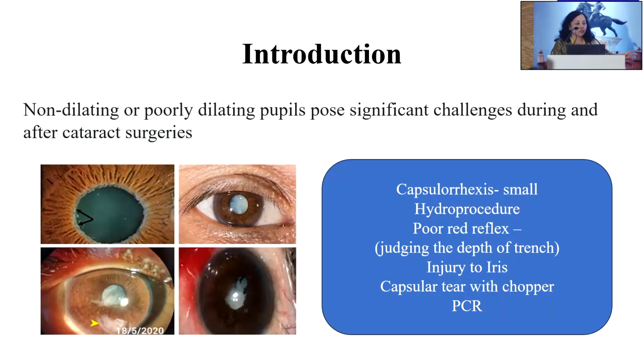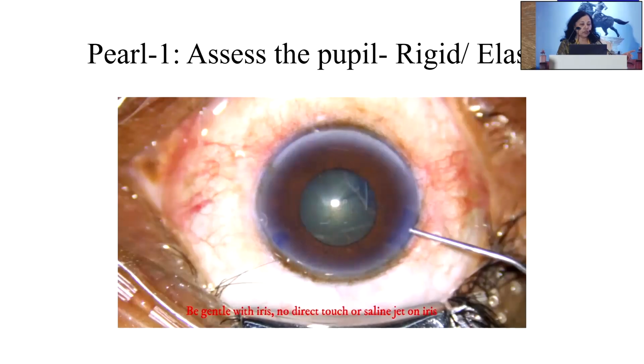So already a lot of discussion has been going on. Non-dilating pupils are a significant challenge even to a very expert surgeon. And we know a lot of causes, like PXF, or a traumatic cataract or uveitic cataract, which we get. Capsular excess is one of the difficult things, and if you have a small pupil, PCR or a capsular tear is very common. So let's look at the first pearl of mine.